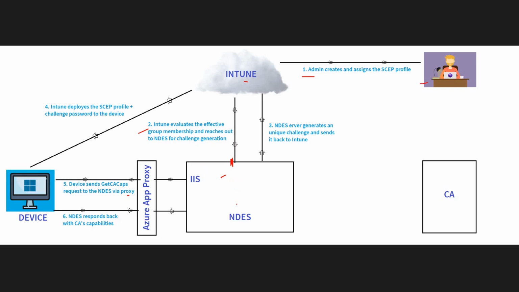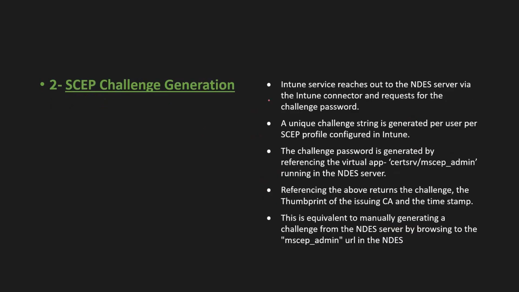So now the Intune service is going to reach out to the NDES server and request a challenge generation. So this is step 2. The Intune service reaches out to the NDES server via the Intune connector and requests the challenge password. Now the NDES server is going to generate a unique challenge per user or per device. The challenge is generated by referencing a virtual app which is there in the IIS, and it is going to return the challenge password, the thumbprint of the issuing CA, and a timestamp.